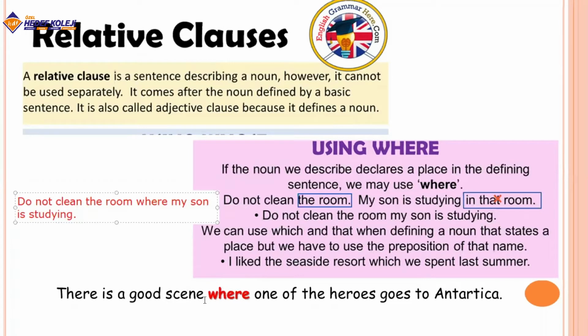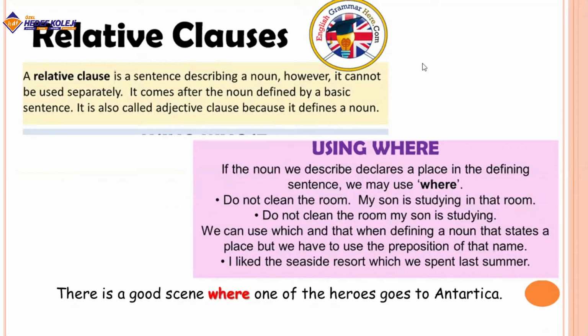There is a good scene where one of the heroes goes to Actually here, one of the heroes goes to Antarctica in the scene. I eliminate "in the scene" and I use where instead of this phrase.